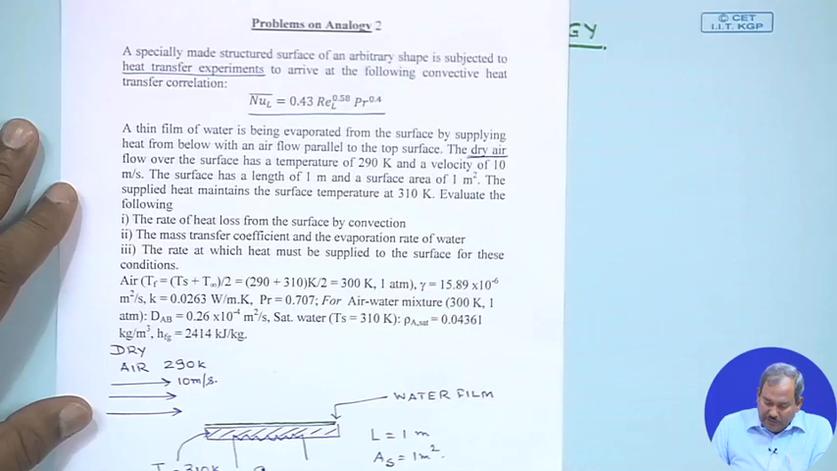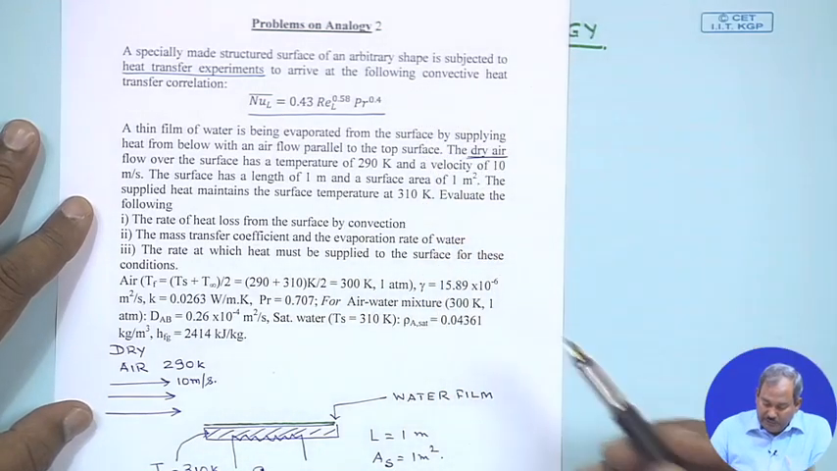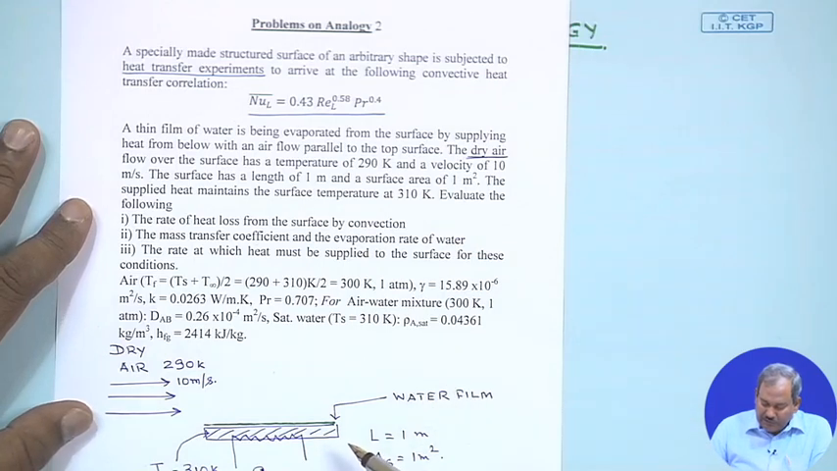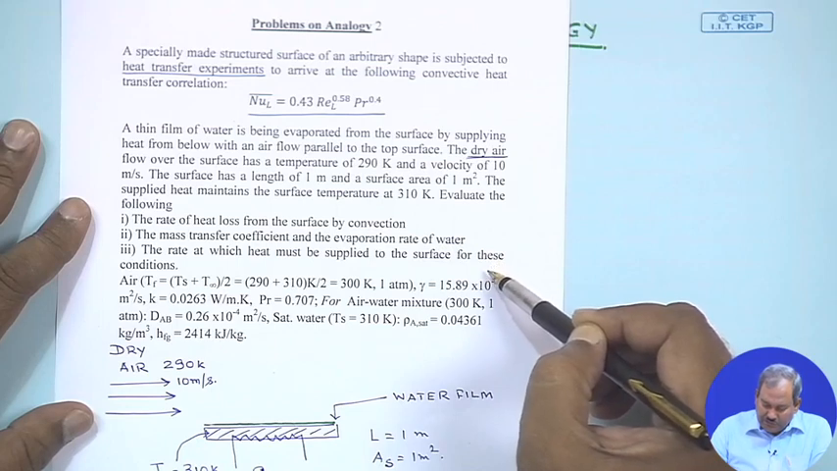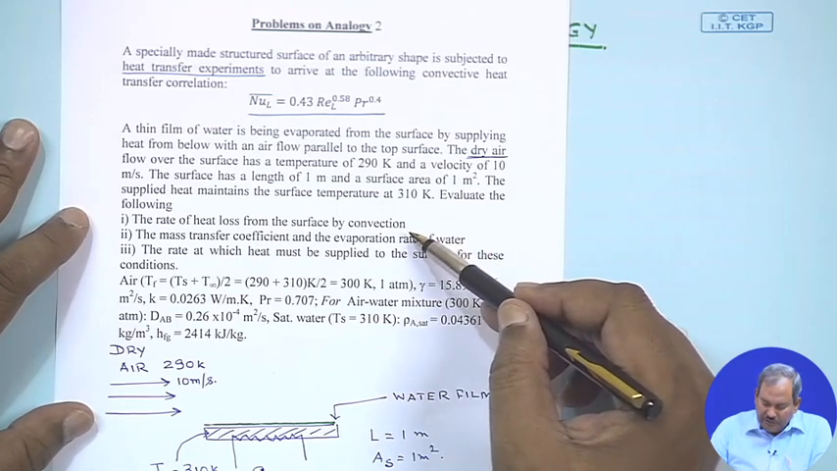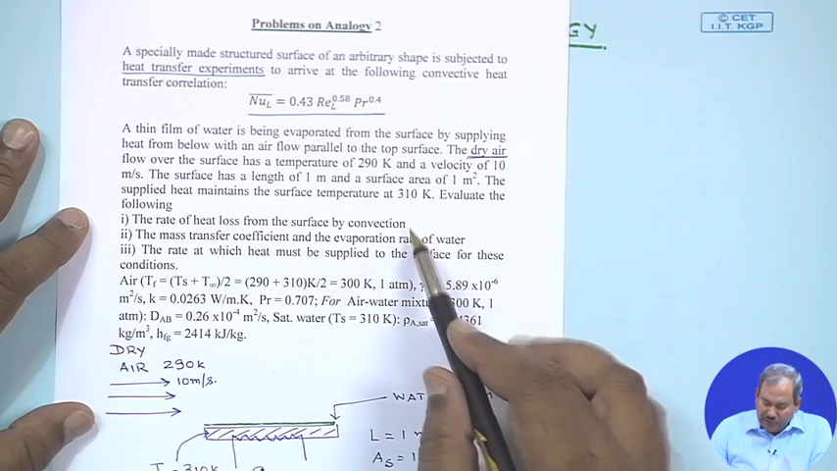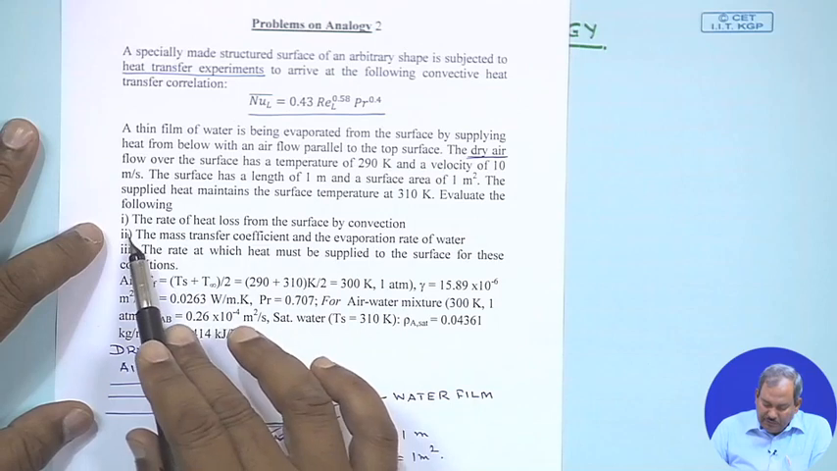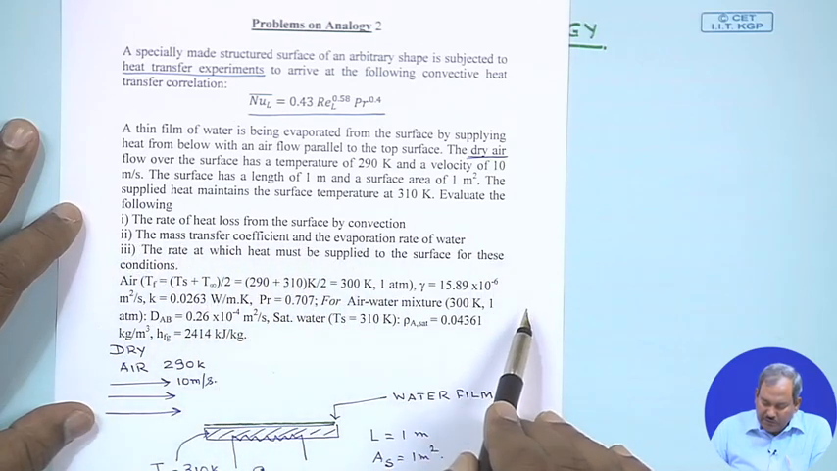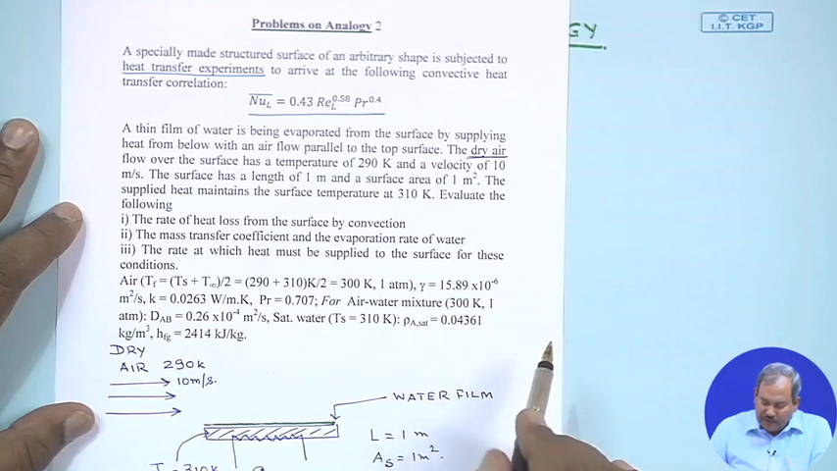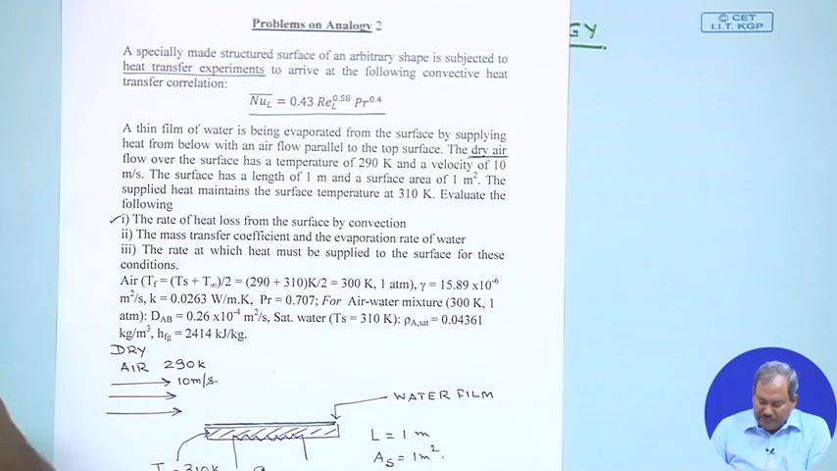You start with a known correlation from heat transfer experiments, and then you are asked to calculate several parameters which are related to mass transfer. The first part is the heat loss from the surface by convection, only by convection, if you do not have any mass transfer. From this point onwards, the second and third parts would require a solution of the mass transfer part of the transport process as well. So, you would first start with the rate of heat loss from the surface by convection.